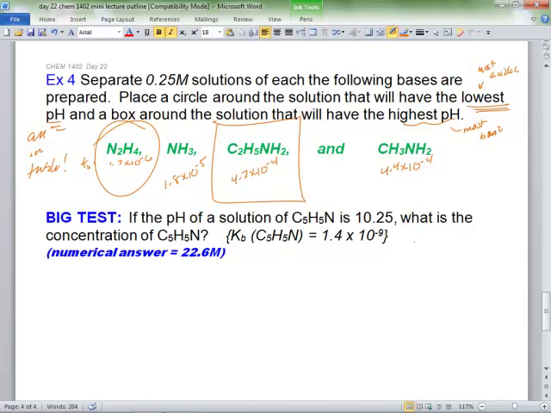So then 10 to the negative pOH is hydroxide. So 10 to the negative 3.75 would be hydroxide. That's what I did, but I'm not sure. No. Put 3.75, make it negative, and then it has to be shift 10 to that power. Okay.